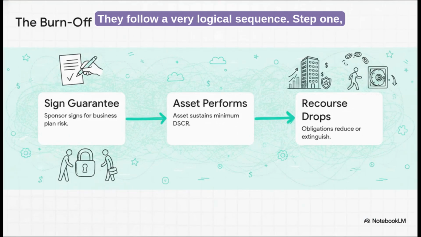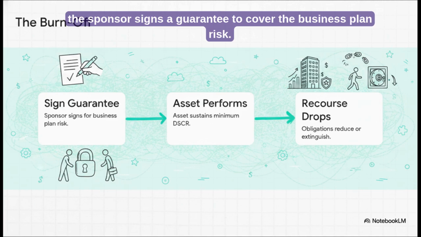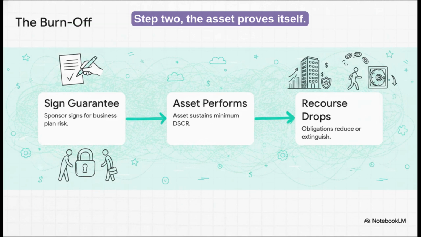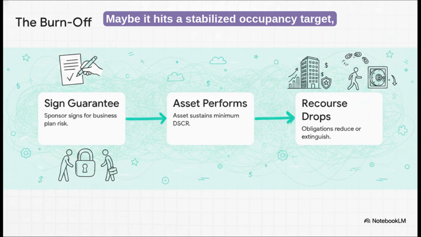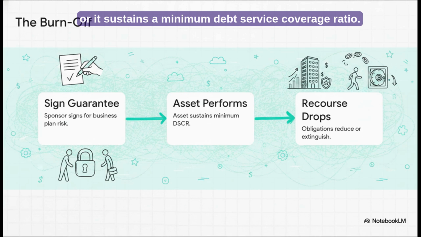They follow a very logical sequence. Step 1, the sponsor signs a guarantee to cover the business plan risk. Step 2, the asset proves itself. Maybe it hits a stabilized occupancy target, or it sustains a minimum debt service coverage ratio. And then Step 3, the guarantee burns off. It either steps down or extinguishes completely.